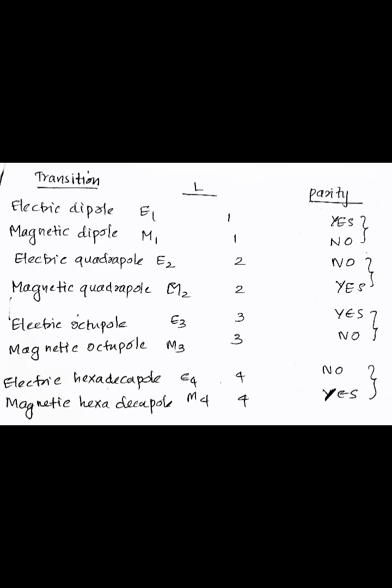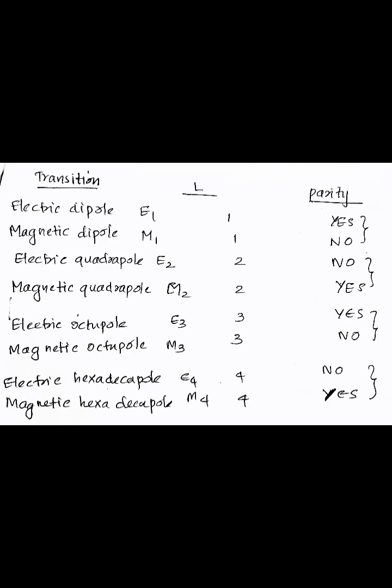To solve this question, we need to remember this table. For electric dipole, that is E1, L is equal to 1 and parity is yes. For magnetic dipole, that is M1, L is equal to 1, parity no. Electric quadrupole E2, L is equal to 2, parity no. Magnetic quadrupole M2, L is equal to 2, parity yes.